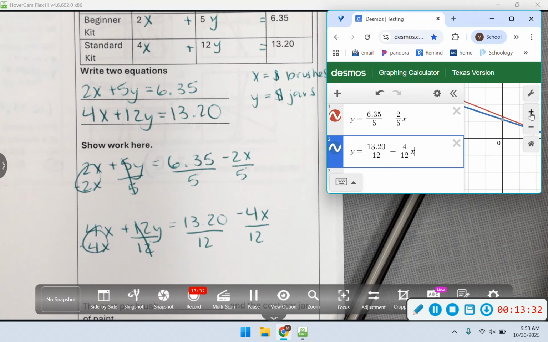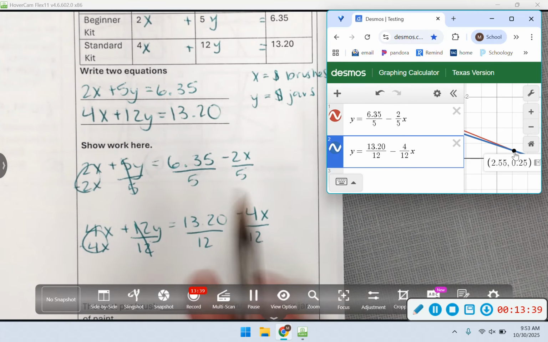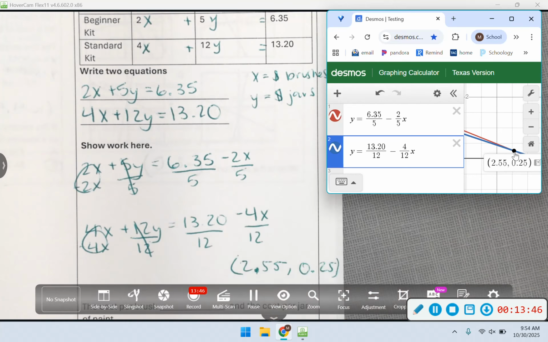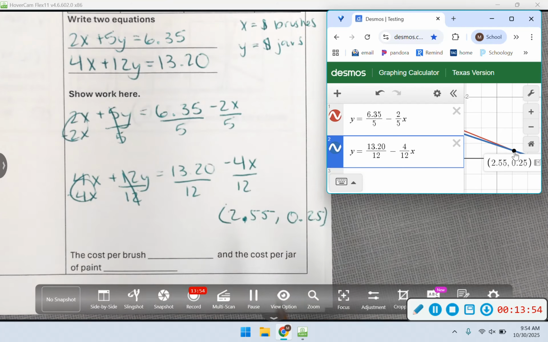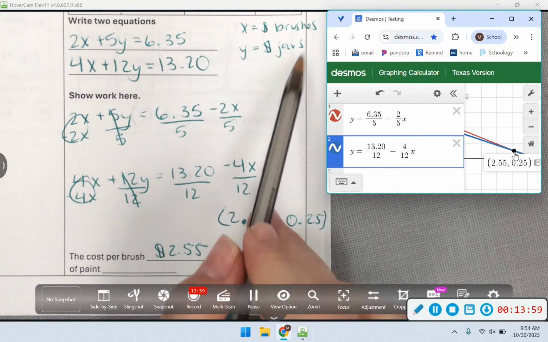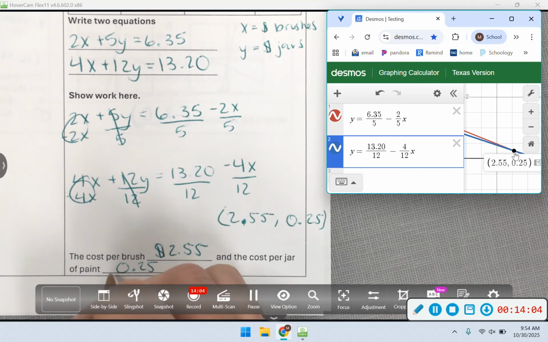Kind of hard to tell. So I'm going to zoom in. Whoop, not what I meant to do. And I get (255, 0.25). Okay, well then we have to figure out which one's which. Well, it says the cost per brushes. Well, remember we said x was brushes. So brushes is 255. And then y was jars of paint. The cost per jar of paint is 25 cents. So 0.25 is the cost for jars of paint.